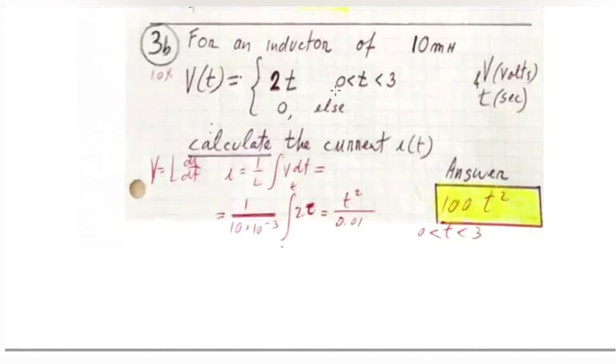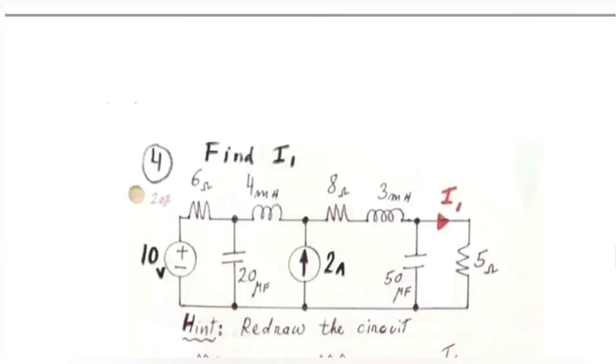In this case, you could have taken the v out of the integral as well because it was constant. Well, no, you're right. It's not constant. It's 2t, right? You can take the 2 out of the integral.